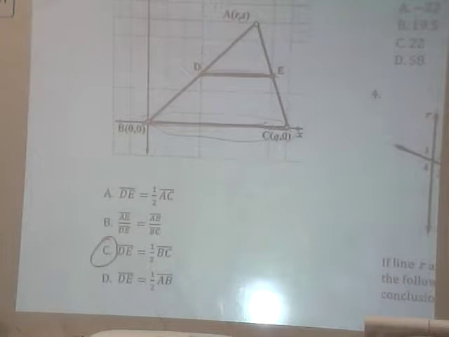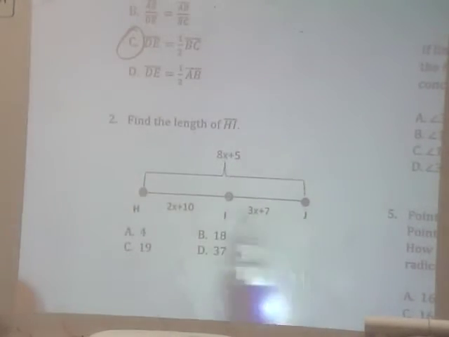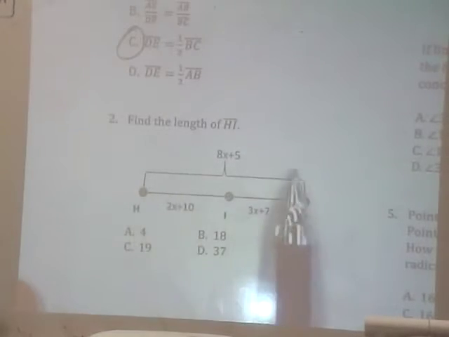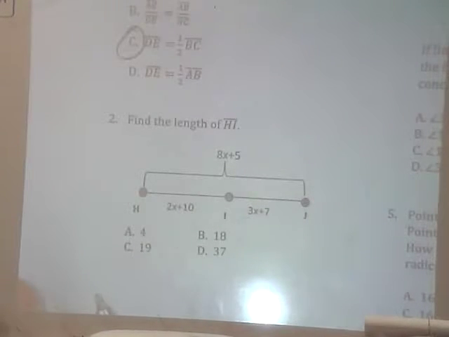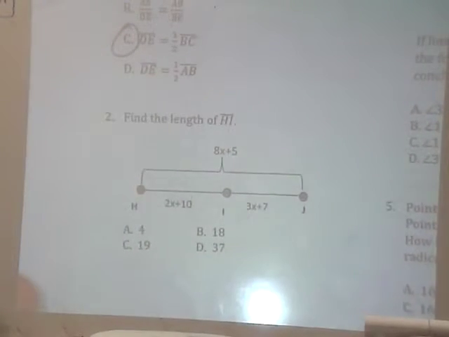Alright, number 2. Want to find the length of HI. What property were they using here? Look, they give us this segment here, they give us this segment here, and they give us the whole thing, right? So segment addition postulate says if I add this one plus this one, that should equal the whole thing, right? So let's do that.